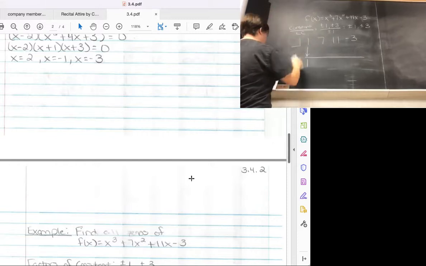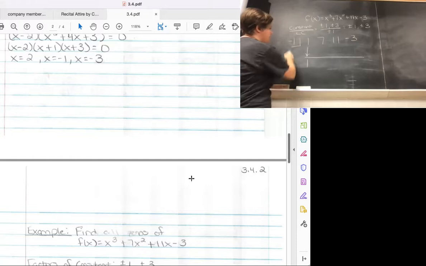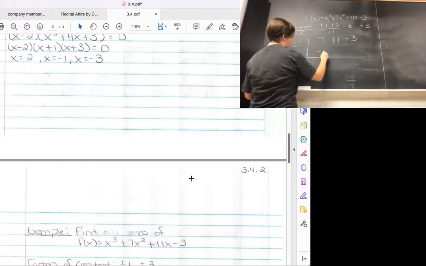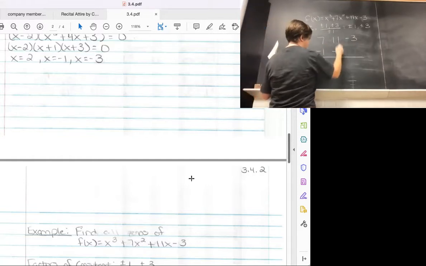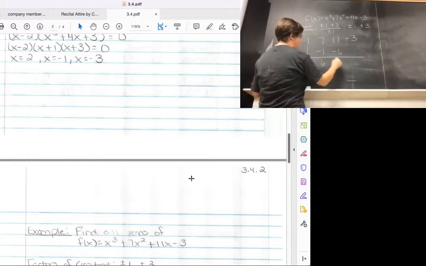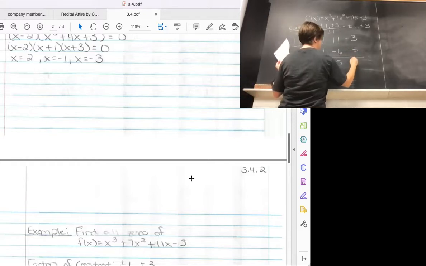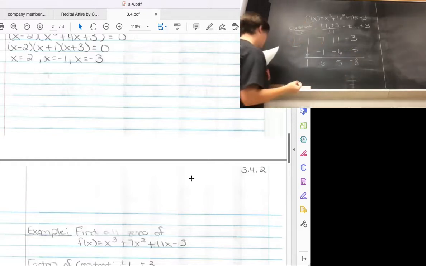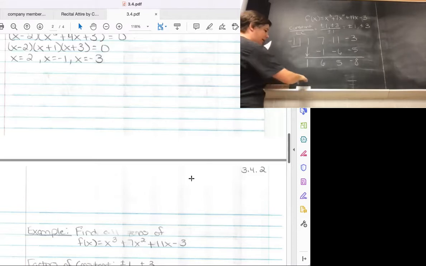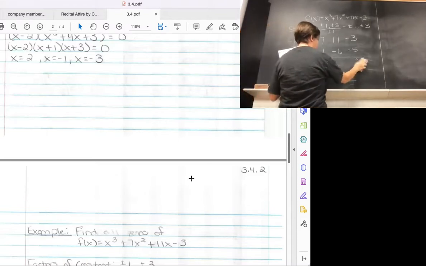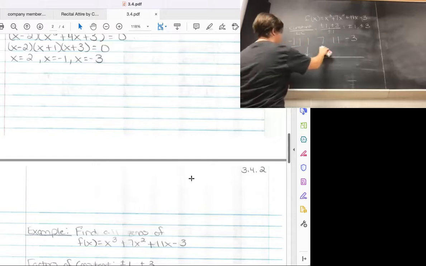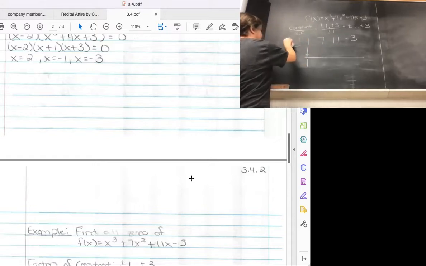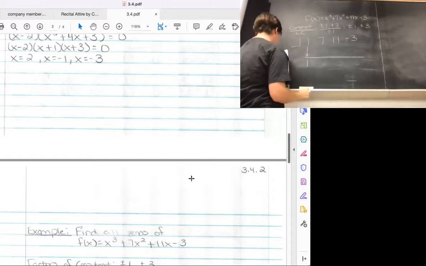Okay. Well, let's try negative 1. Let's just see if we can get that. Negative 1 times 1 is negative 1, add down. Negative 1 times 6 is negative 6, add down. Negative 1 times 5 is negative 5, add down. And I get negative 8. Again, I didn't get 0, so negative 1 is not a solution. All right, well, we've gone through half of our answers. Let's see if we can keep going.